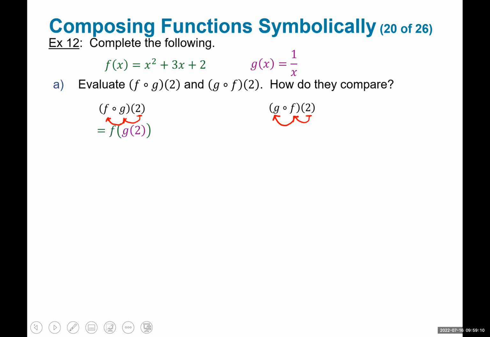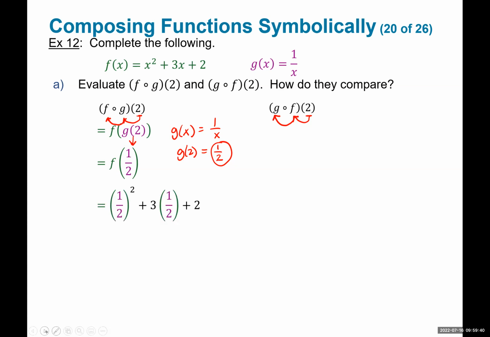So 2 into G, then G into F is what we're doing. So we're going to plug 2 into G. If we plug 2 into G, it's 1/2. So that's what G of 2 is. Then we take this 1/2 and plug that into F of X.